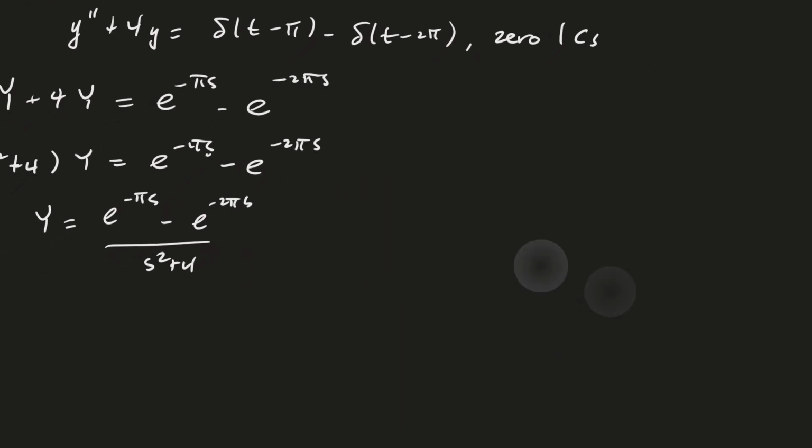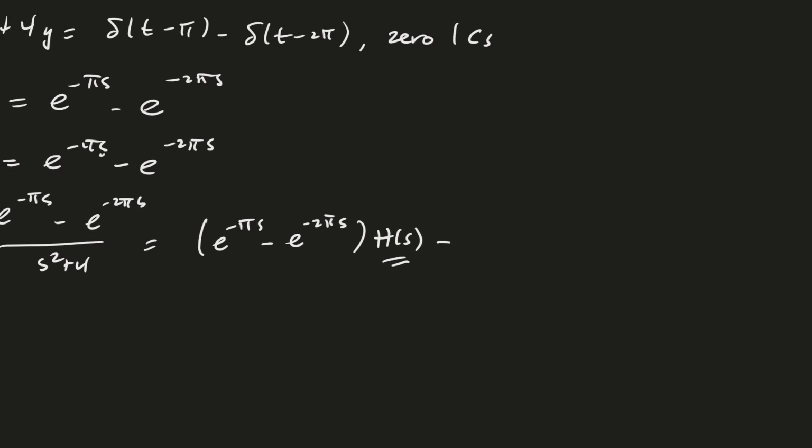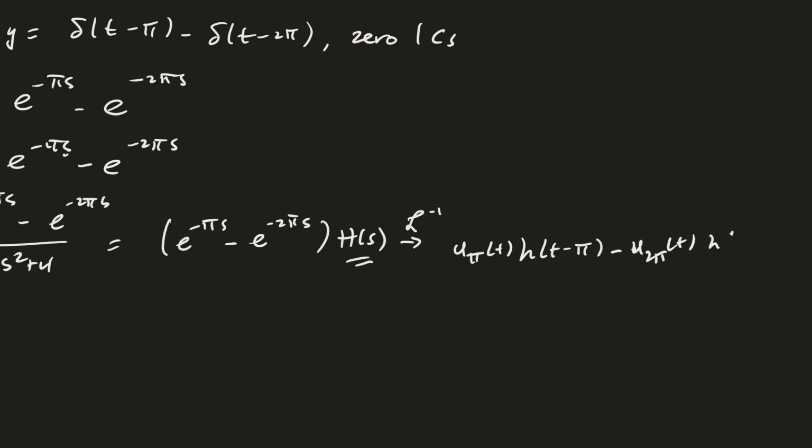So remember now when we said that, if we had something of this form, equal to e to the minus pi s minus e to the minus 2 pi s times H of s, then we just take the transform of H of s, right? And so if I take the inverse of this, I end up with u sub pi of t little h of t minus pi minus u sub 2 pi of t little h of t minus 2 pi. And so really, then the only question is to invert H of s. Okay, so we'll remind you how to do that in just a second here.